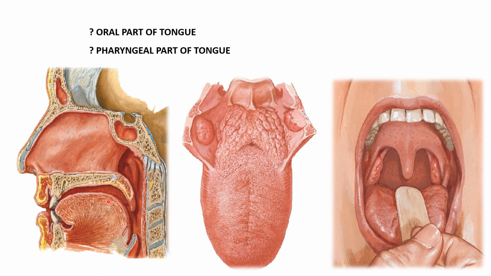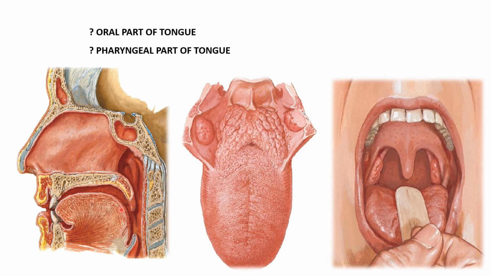Again, the dorsal surface of the tongue can be divided into two parts mainly. The anterior major portion of the dorsal surface is called as oral part of the tongue because that is located in the oral cavity proper. So this part is located in front of a mucosal fold. This fold is called as palatoglossal fold, and this fold contains a muscle called as palatoglossus muscle. So the part of tongue in front of this palatoglossal fold, this is called as oral part of the tongue.